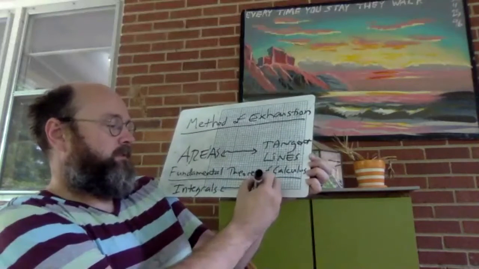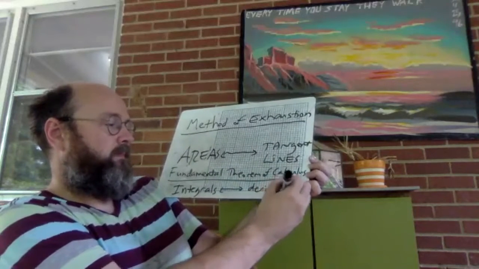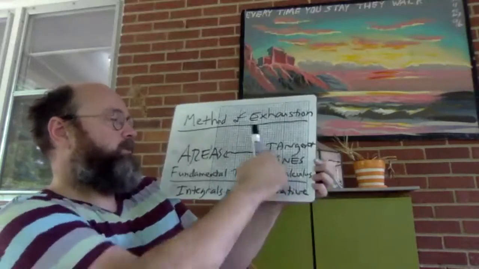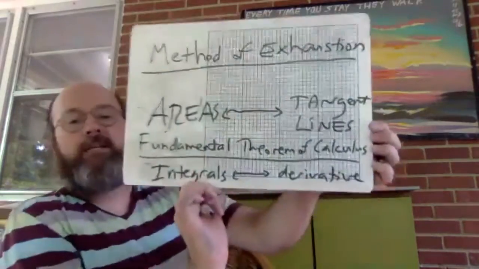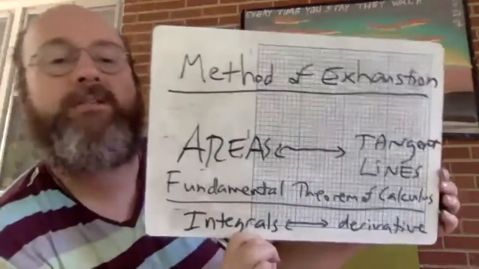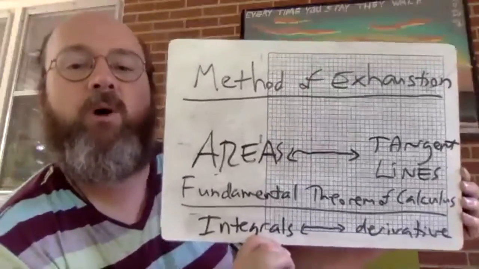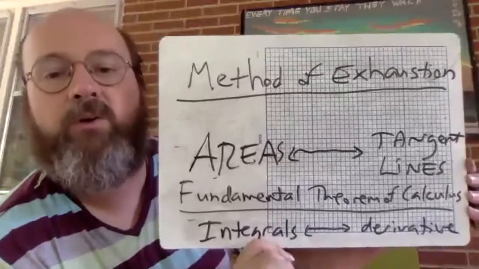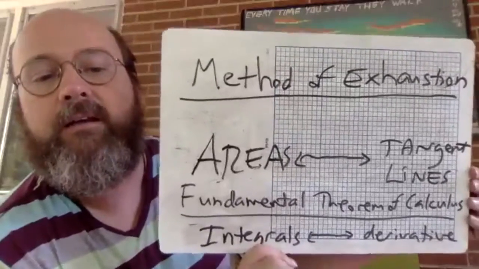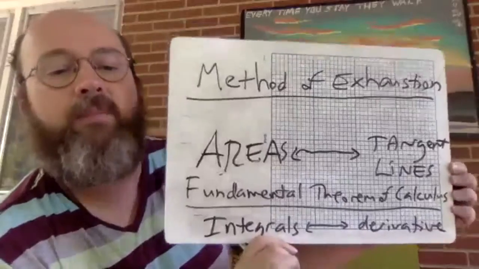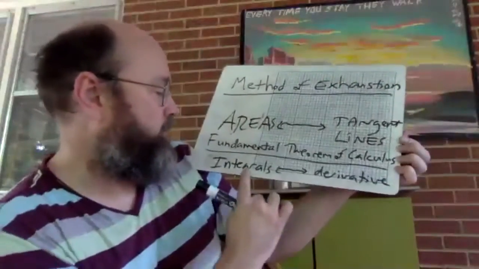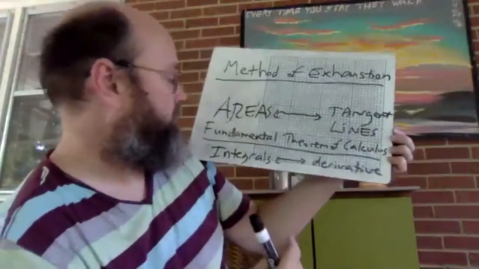and derivatives, which give the slopes of tangent lines, are intimately connected. They are the same. They're two sides of the same exact problem. You can find the area by drawing a bunch of tangent lines around the circle that hug it, and you can move between integrals and derivatives just the same way.